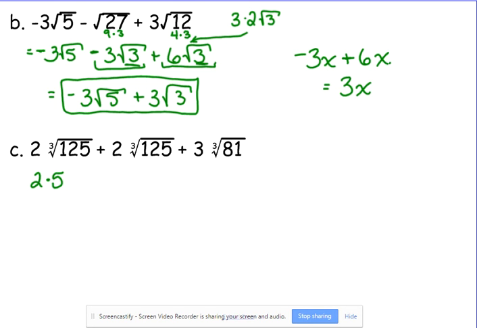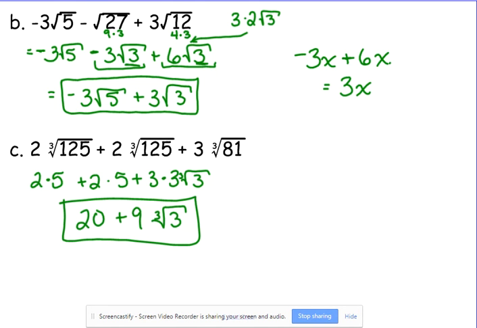Okay, so 2 times 5 plus 2 times 5 plus 3 times, let's see here, 81 is divisible by 27. Cube root of 27 is 3. 3 times 27 is 81. So that's 3 cube roots of 3. I lost my cube root there. So we've got 10 plus 10, which is 20, plus 9 cube roots of 3. That's one way to get to the answer.